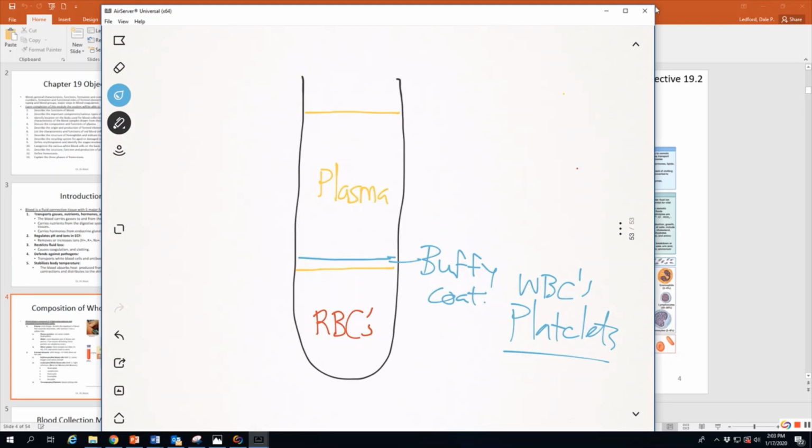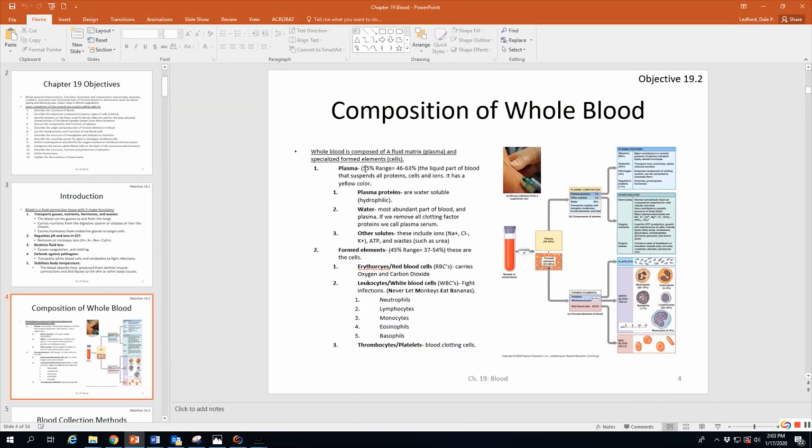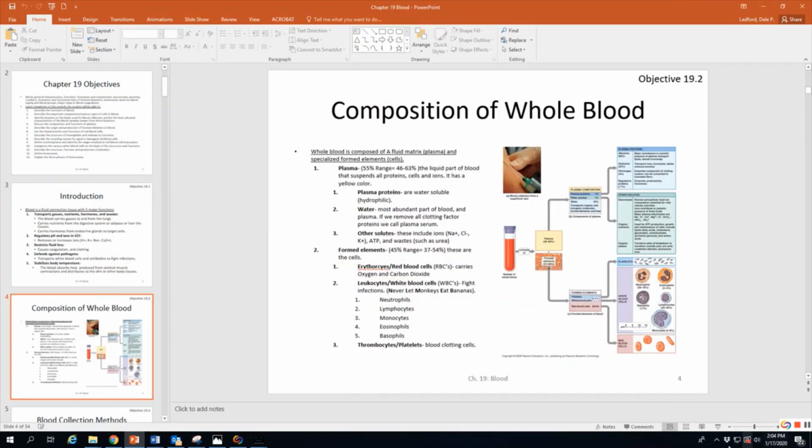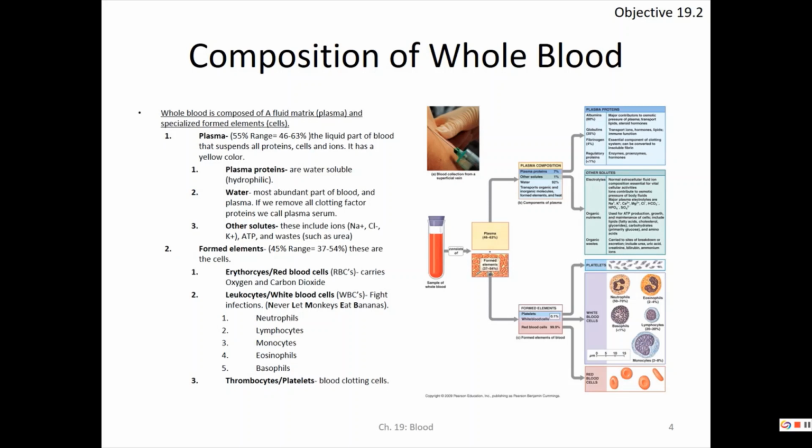Now, what we're going to do is give some relative abundances. First thing we're going to see, plasma is about 55% generally of all components of blood. So it's over half, so it's 55%. That is a value that we need to know. It ranges usually between 46 to 63%, depending upon how hydrated you are. So it's the liquid part, made mostly of water. It's yellow in color. It's got all the proteins, the cells, the ions in it, which gives it a yellow coloration.